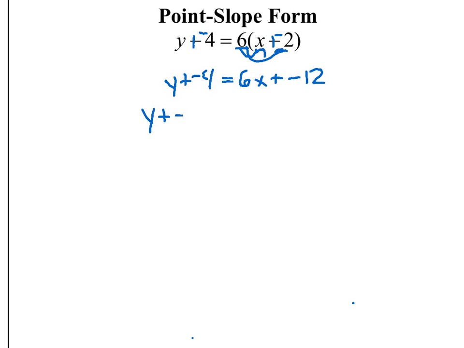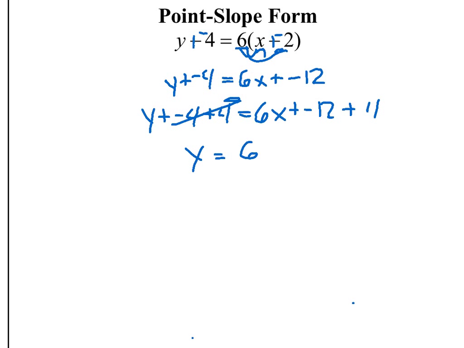How do I move things from one side to the other? I can't just take it and move it over. That's commuting. We can't commute across an equal sign. Yeah, we have to use inverse operations: add positive 4. 6x plus negative 12 plus 4. Y is equal to 6x plus negative 8.